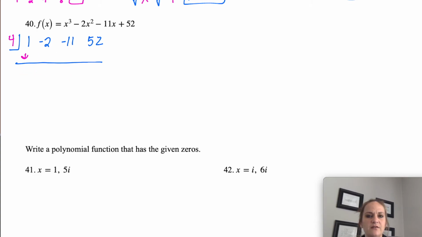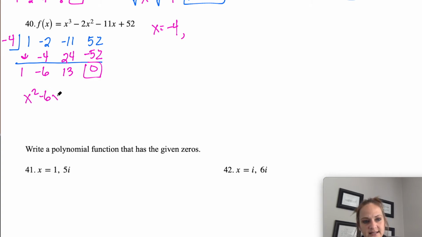I wonder if a negative 4 will work. Bring down the 1. That gives me a negative 4. That gives me a negative 6. This gives me something bigger. Okay, 24. This gives me 13 and negative 52. That worked. So we know that negative 4 is one of my solutions. In this case, I have x squared minus 6x plus 13 left. This is not factorable at all, so you will have to use the quadratic formula.